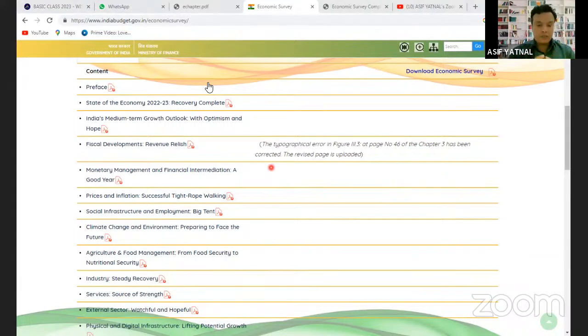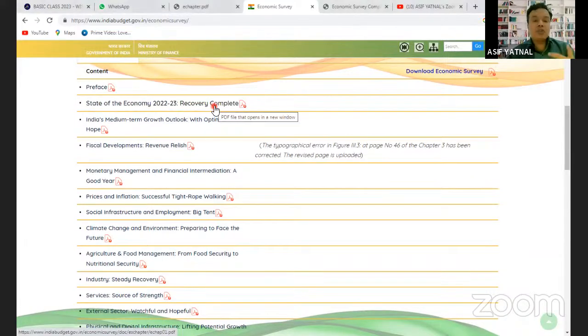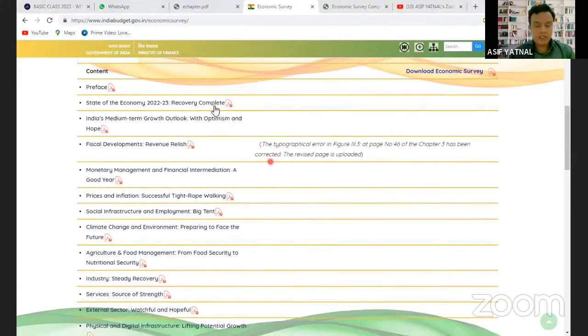But due to certain policies, as well as certain international global events and the pandemic like Corona, India's economic growth rate has decelerated. So as per the economic survey, the first chapter says the recovery is complete. मतलब हमारा जो economic growth rate कम हो गया था, उसको recover करने की कोशिश गवर्नमेंट के द्वारा की जा रही थी. So that is complete. That's what the economic survey says.